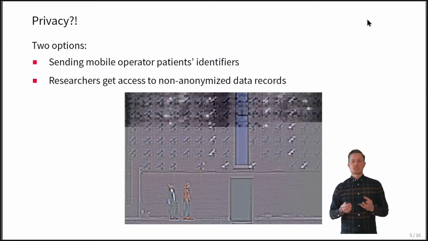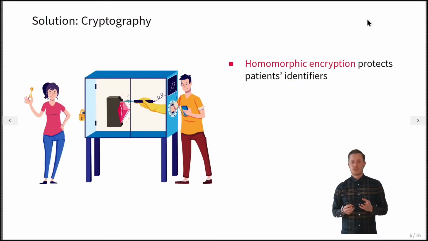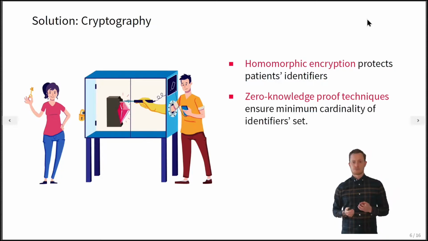And the solution is now cryptography. In particular, we are using three privacy-enhancing technologies. The first one is homomorphic encryption. Through this new encryption scheme, we protect the patient's identifiers. Second, we use zero-knowledge proof techniques to ensure that the cardinality of the identifier set has a certain minimum size.